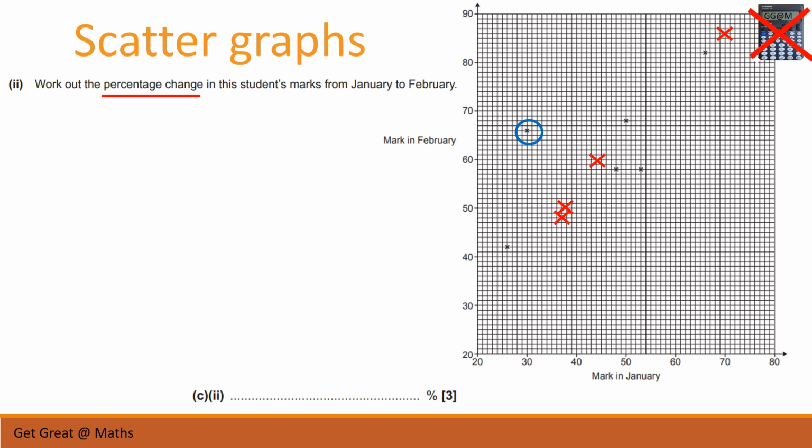Now in this part, we have to work out the percentage change of this student's mark, and that is the student that is highlighted in the blue circle, and we've got to work out their percentage change, and this is worth 3 marks.